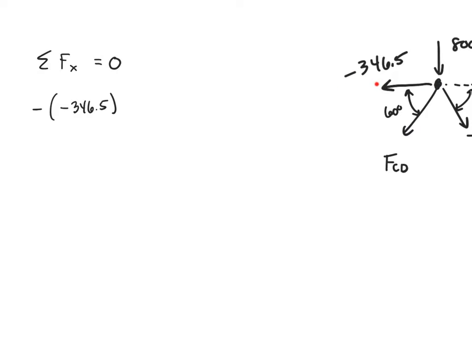When this was a negative and it was drawn left, it means that we kind of drew the arrow wrong. It doesn't matter, but this force is really pushing to the right, which is negative, making it positive.